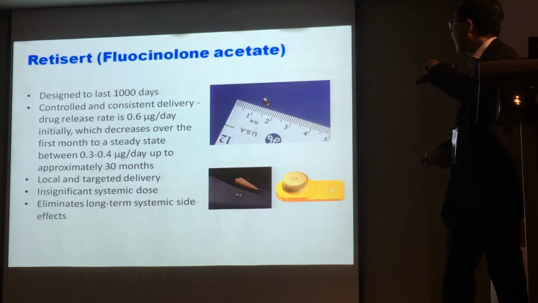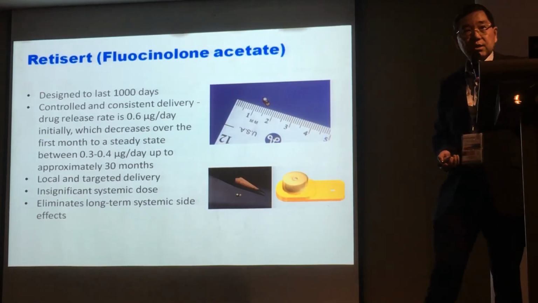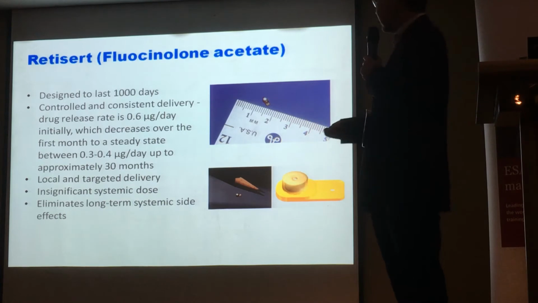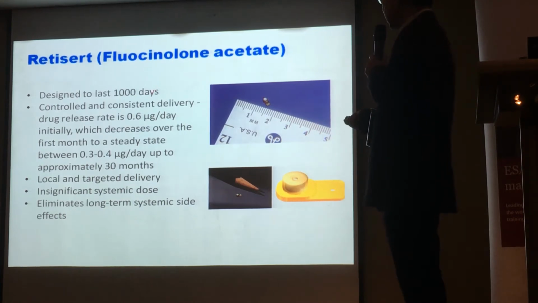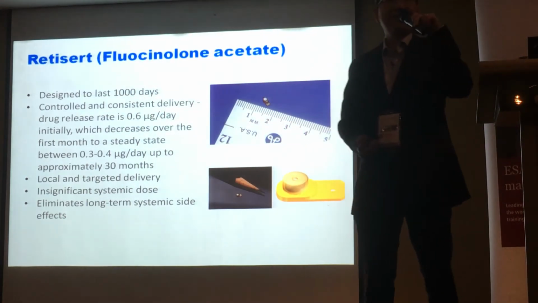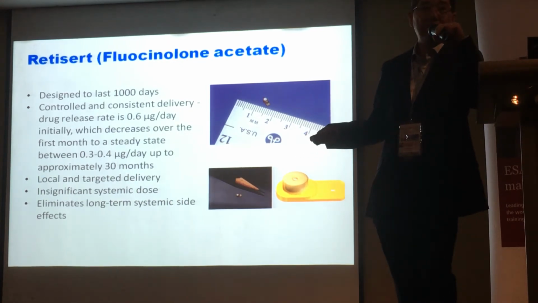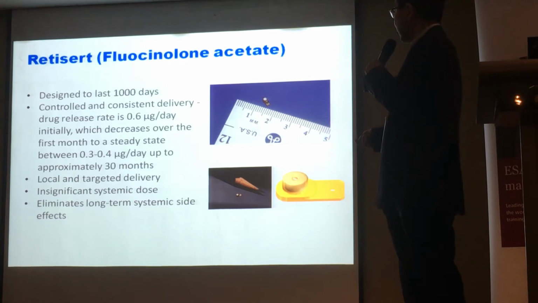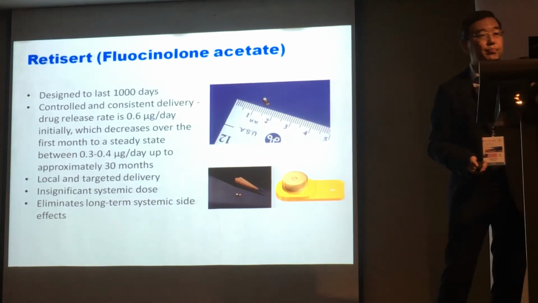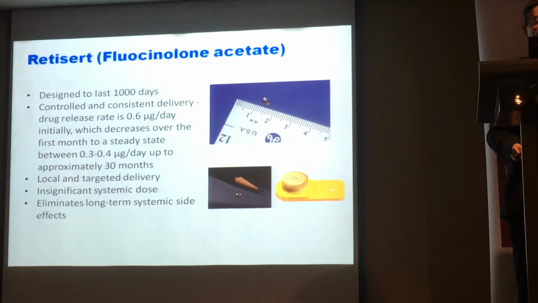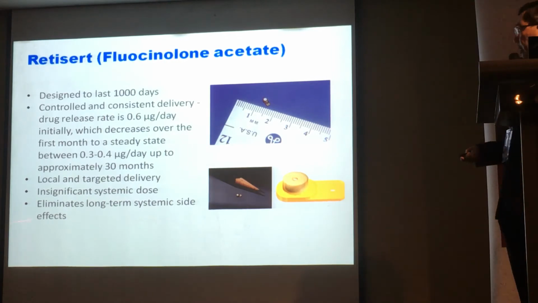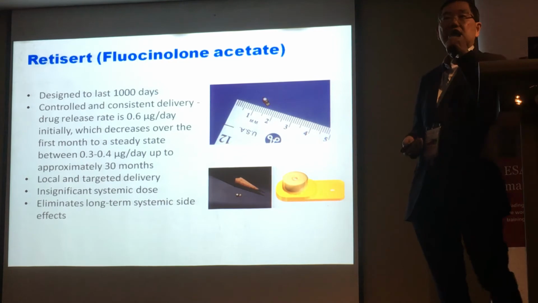Okay? I just very quickly mentioned Retisert because you might have read it in the literature. It's a different steroid, fluocinolone acetate, designed to last, wow, 1,000 days. I have no experience with this personally, but I've been looking at the literature. It really sounds interesting. It looks like a pellet like this. It's a tiny one. Drug release is 0.6 micrograms per day, reaches a steady state, and then it drops to 0.3, 0.4 micrograms for up to about 30 months. And it's supposed to have a long-lasting effect.